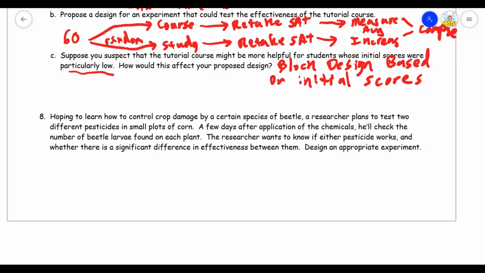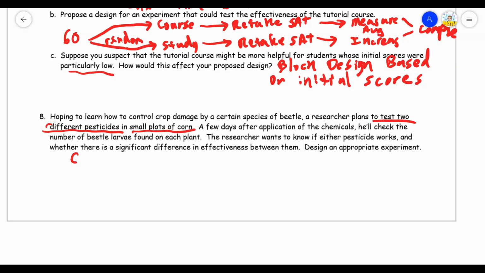Okay, so here we want to think about, in this last example, hoping to learn how to control crop damage by a certain species of beetle, a researcher plans to test 2 different pesticides. Okay, so those are his 2 treatments in small plots of corn. A few days after application, he'll check the number of beetle larvae found on each plant. Okay, he wants to know if either pesticide works and whether there's a significant difference in the effectiveness between the 2.